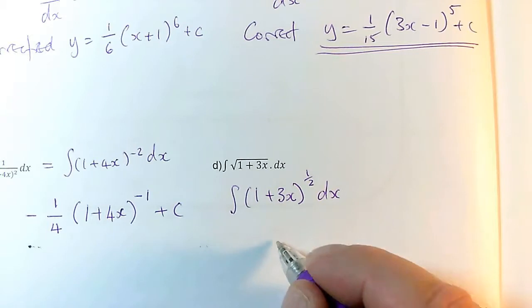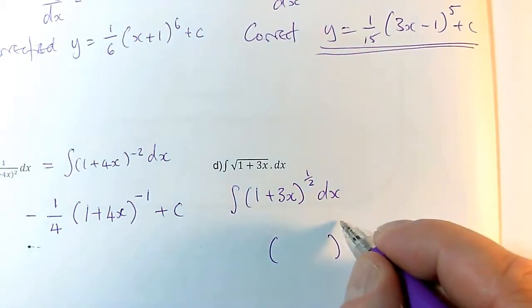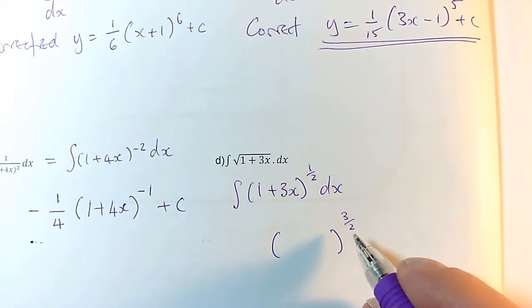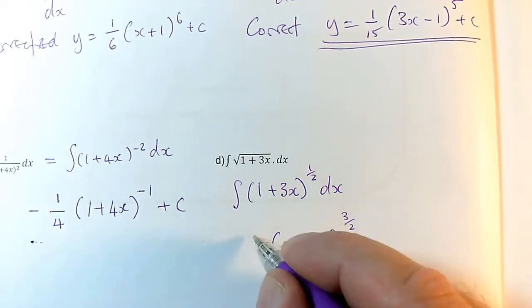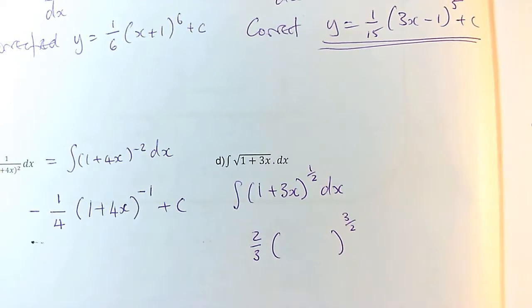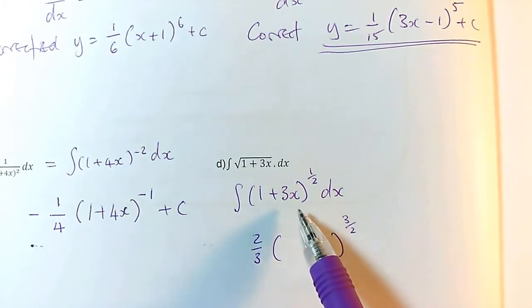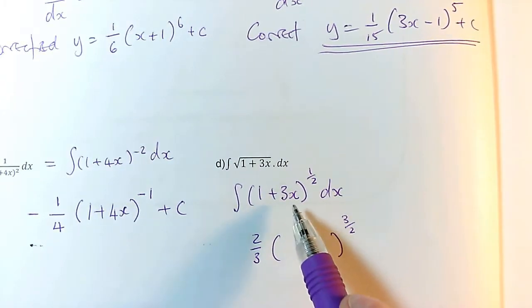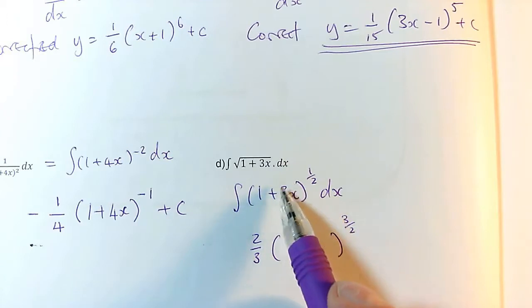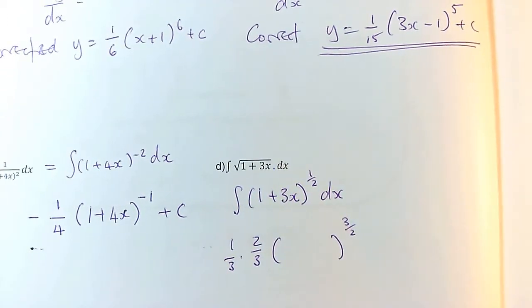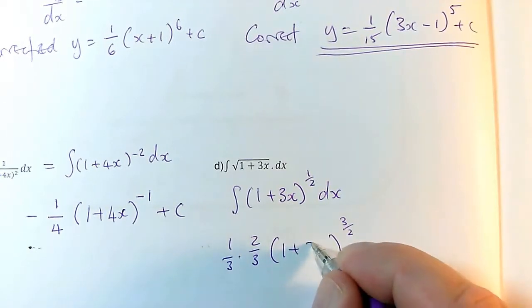For x to the power of 1/2, I'd have x to the power of 3/2. So the new power is 3/2, so I'd need to divide by that, so I'd need to lob a 2/3 in front of it. That's what I'd do with x to the power of 1/2 in core 2. But I've got something else going on. I've got a 3 in front of the x. So I've got an extra factor of 1 / that 3 coming out in front. And of course the bracket has still got 1 plus 3x in it.